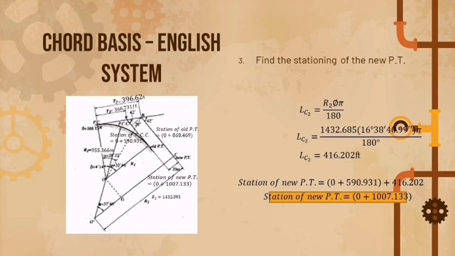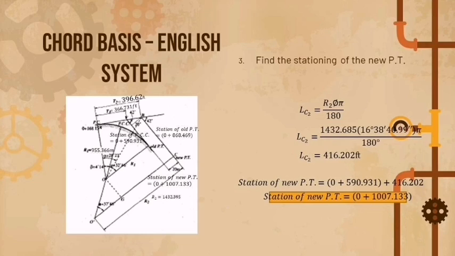And for the number 3, for chord basis English system, find the stationing of the new PT. So, gagamitin natin formula is length of curve 2 equals to radius 2 empty set pi over 180. So, again, substitute the given. And after substituting the given, compute and we will get the answer of length of curve 2 equals to 416.202 feet. So, we're using feet.